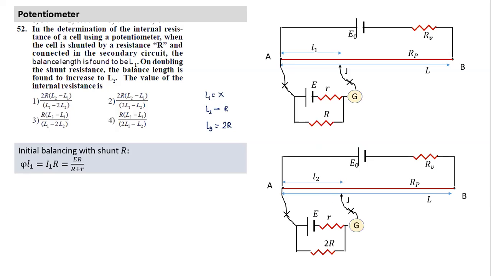So even before, if the current here was I1, see, earlier the balancing length was L1. Now it changes to L2. Logically, can someone explain to me between L1 and L2, which will be smaller and why? L2, sir. Why? Because the potential difference is less, because less current is flowing.